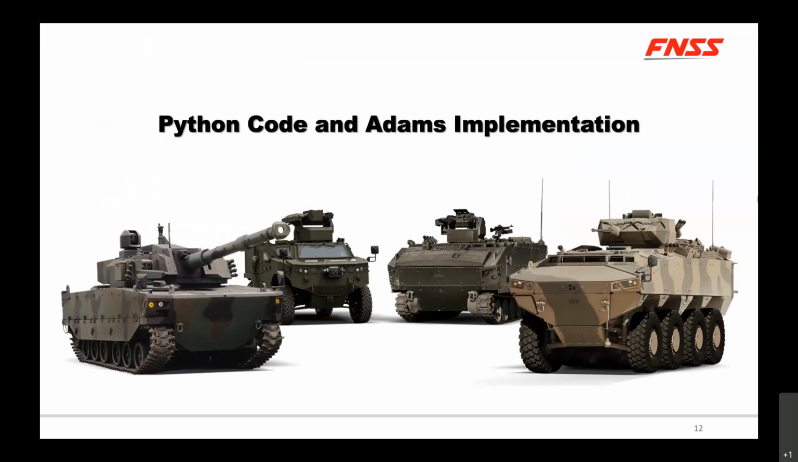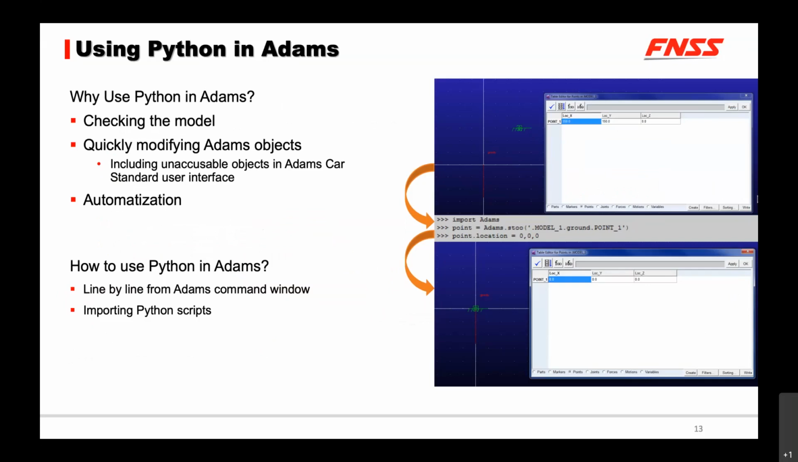So let's go to Python and how to use it with Adams. First of all, why do we use Python in Adams? There are a few reasons to use Python. The first one is quickly checking our model. You can even write a script to automate this process, and that gives you a list of your model parameters to check. And a second one is quickly modifying Adams objects.